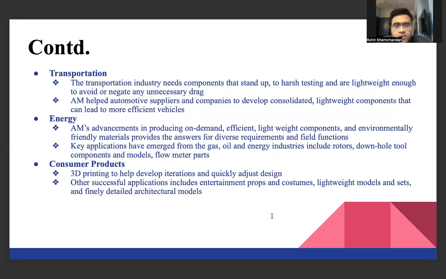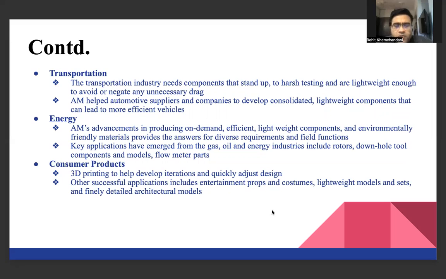Transportation industry. The transportation industry needs components that stand up to harsh testing and are lightweight enough to avoid or negate any unnecessary drag. Additive manufacturing helped automotive suppliers and companies develop consolidated lightweight components that can lead to more efficient vehicles. In the energy sector, 3D printing advancements in producing on-demand, efficient, lightweight components and environmentally friendly materials provide answers for diverse requirements for oil and field functions.